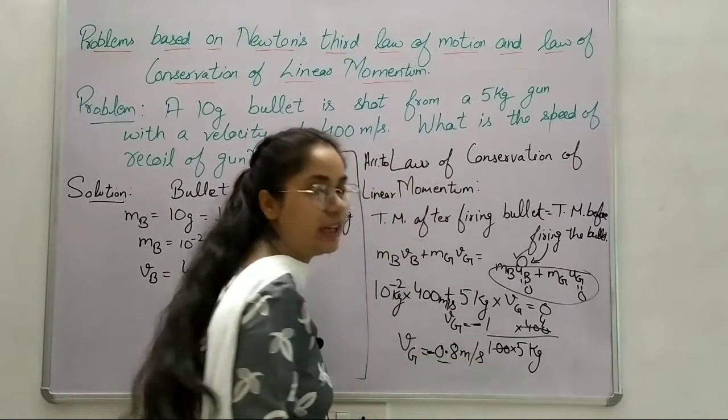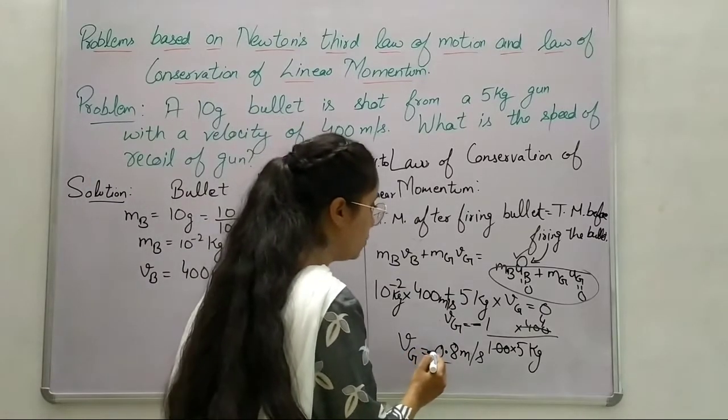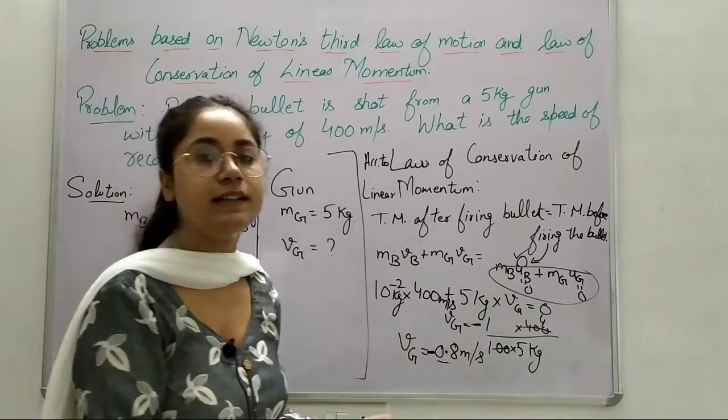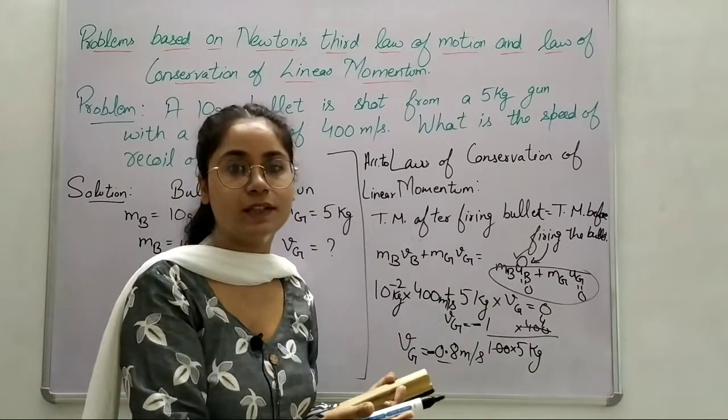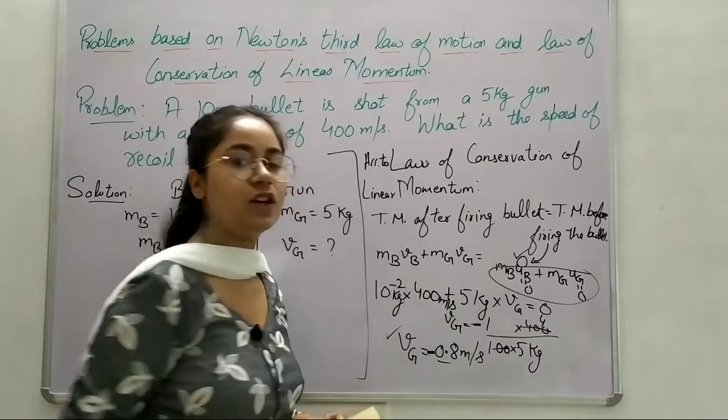This is an approximate value, and this negative sign shows that the gun has recoiled. The gun has moved in the opposite direction compared to the bullet. So here is our answer to this problem.